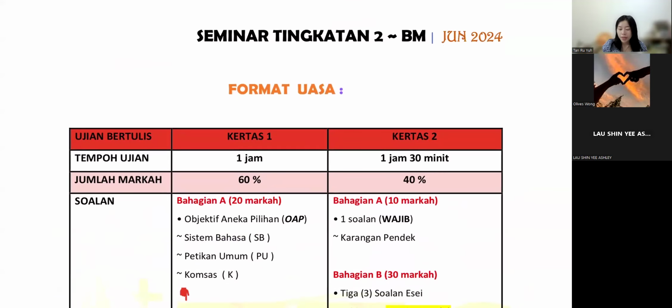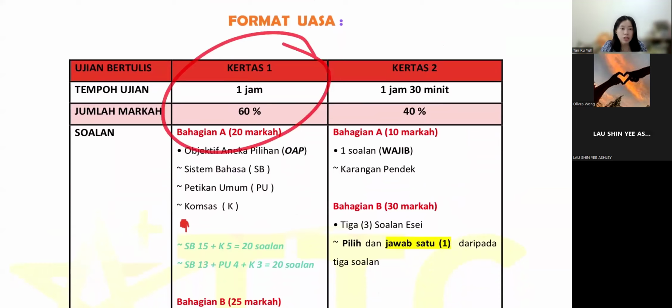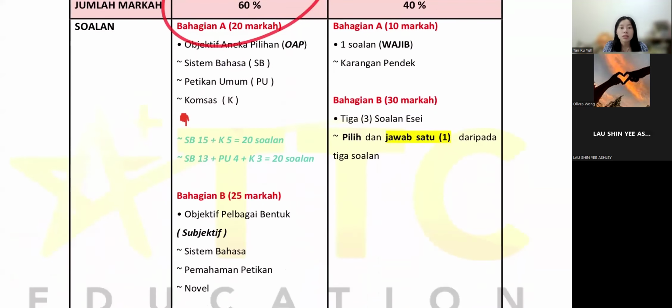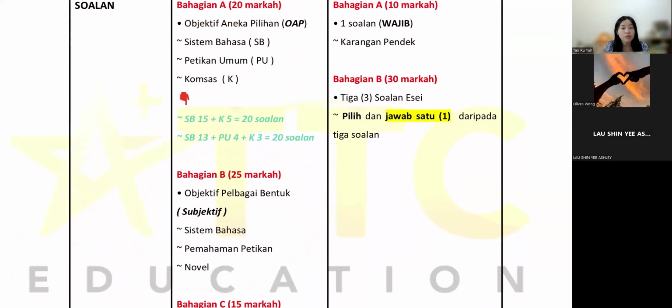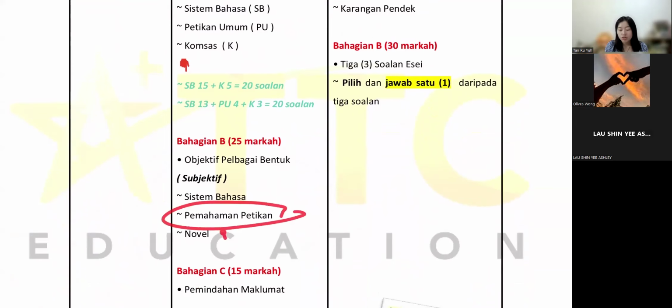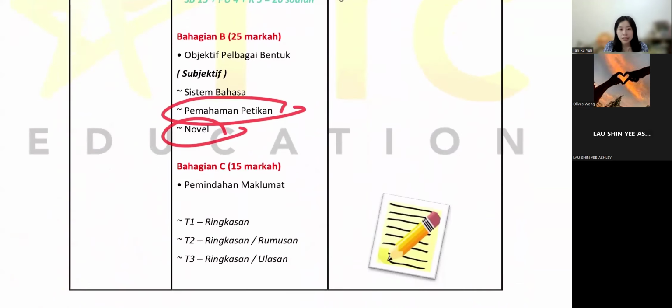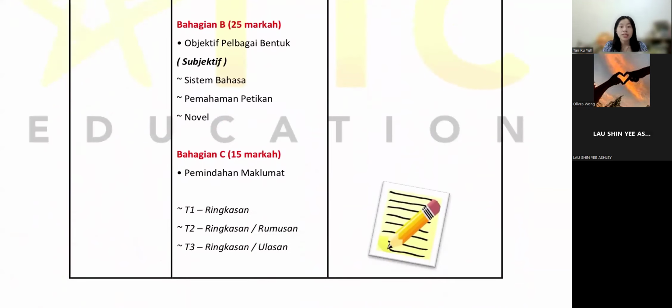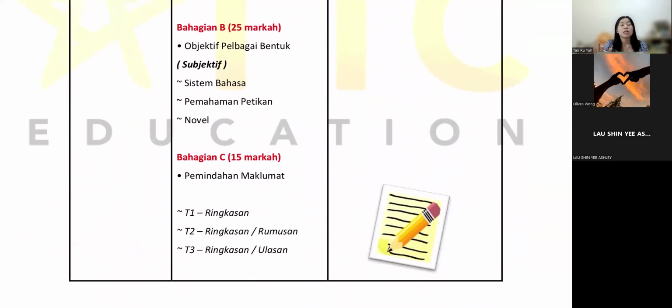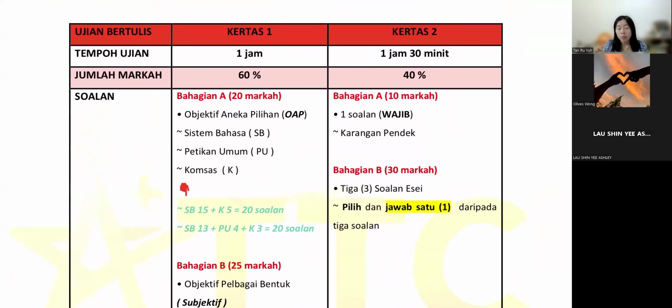Okay, for your format, kertas satu is your MCQ question. There are 20 marks, and then bahagian B will be your sistem bahasa subjective. You need to answer like keselamatan bahasa, all these, and then pemahaman petikan, novel. Okay, for bahagian C for Form 2, we'll need to learn about ringkasan and rumusan. It's very easy. Ringkasan and rumusan are similar, but rumusan has the pendahuluan to introduce the title and also the penutup.